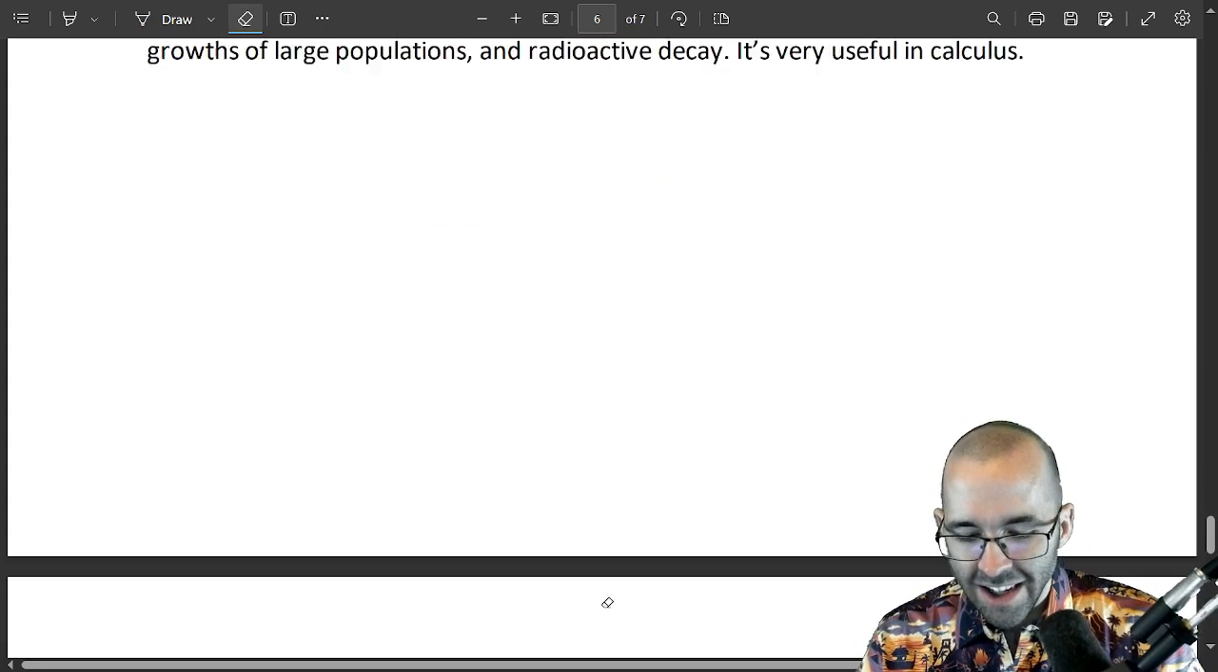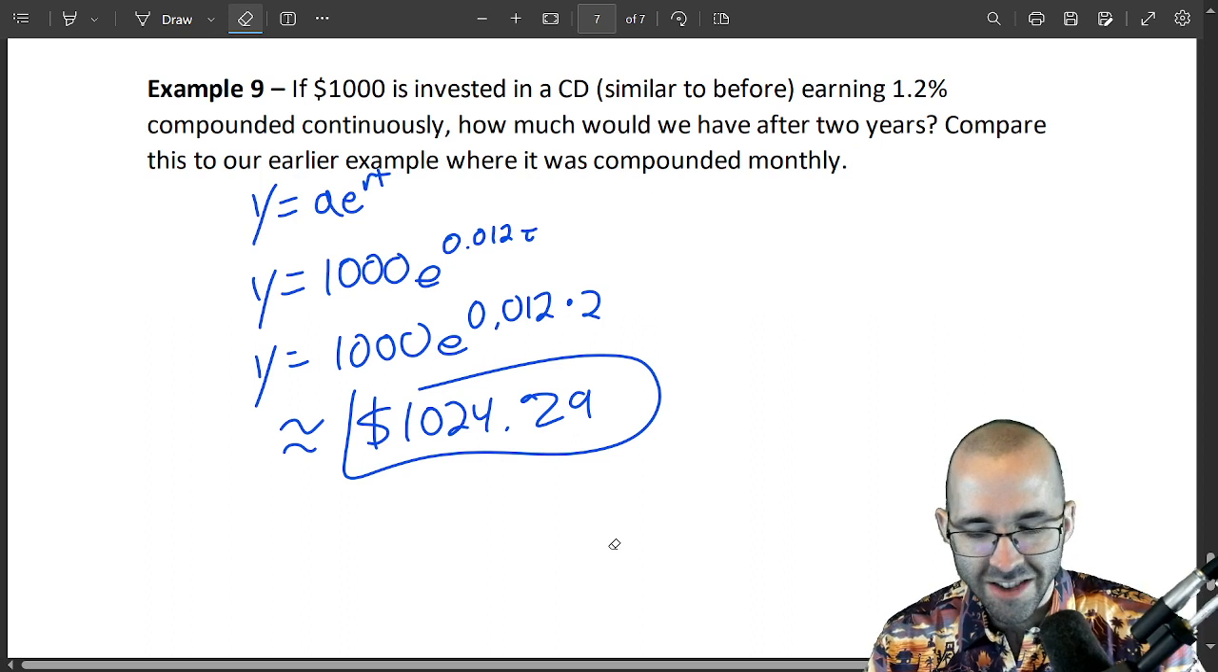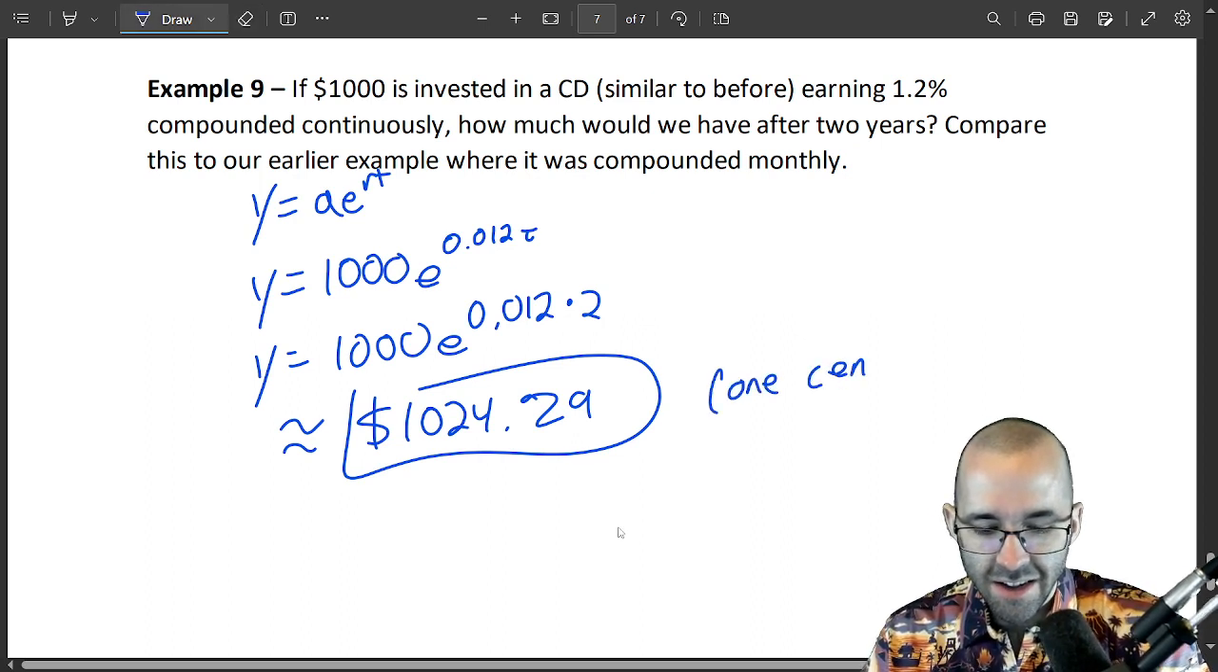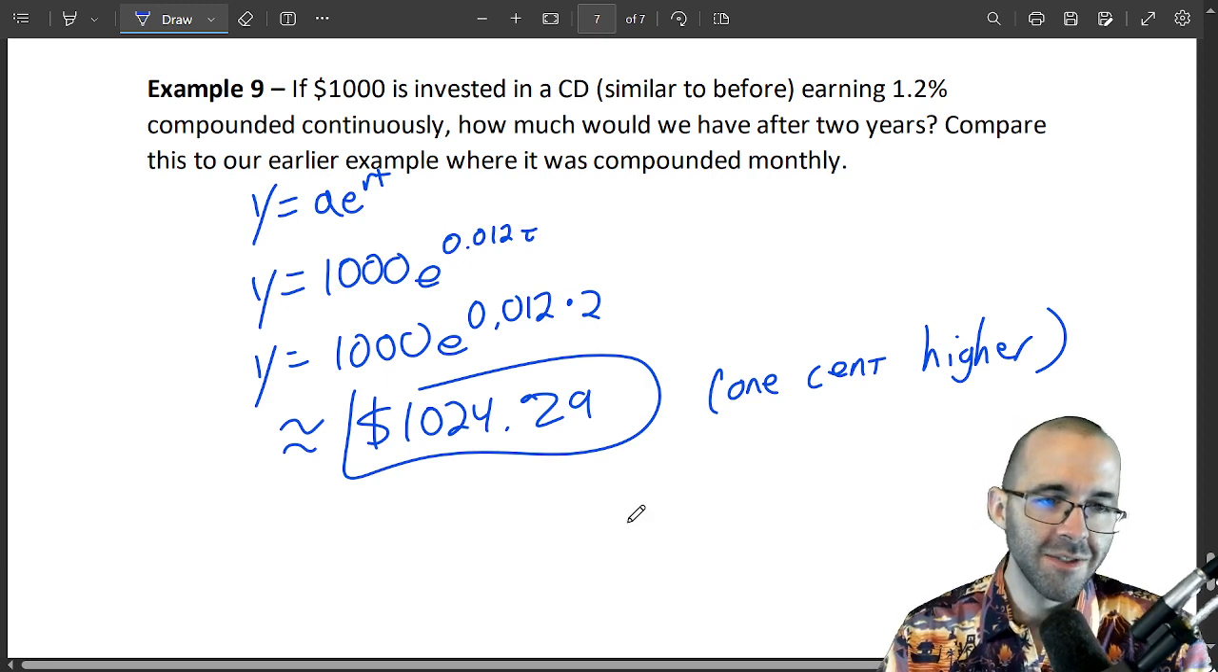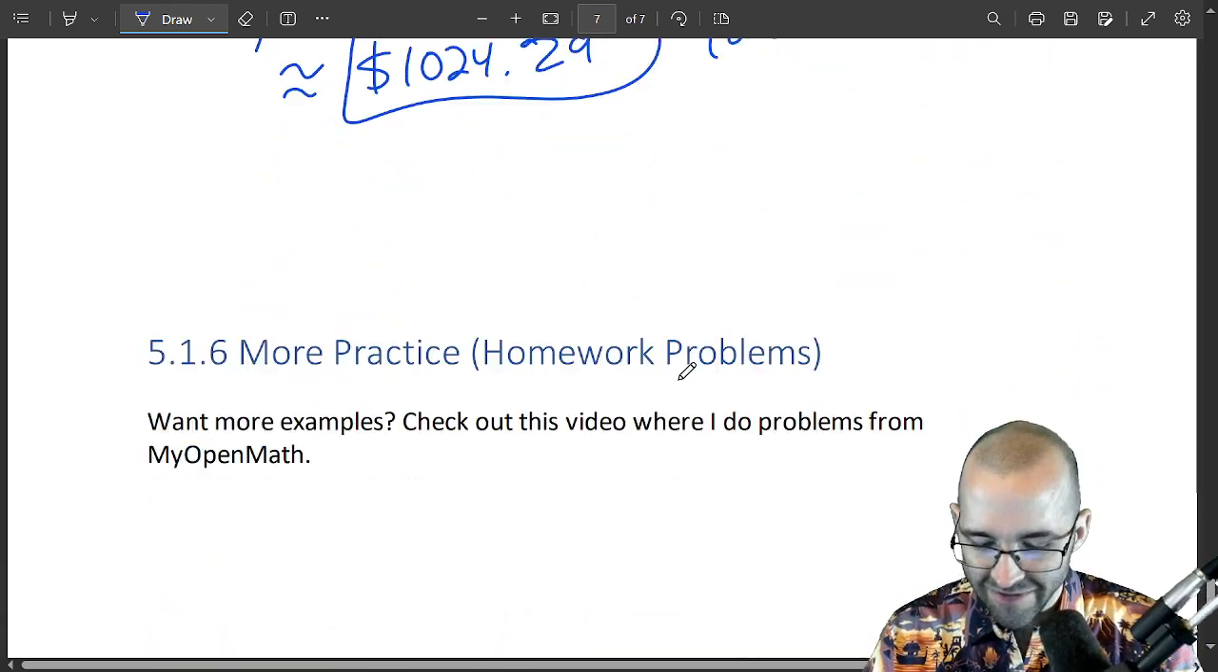All right, so there we go. That's the answer to the question, and then we compared it. It's just 1 cent higher. The difference would be bigger if we did more than 2 years, but for 2 years, it's not that different.